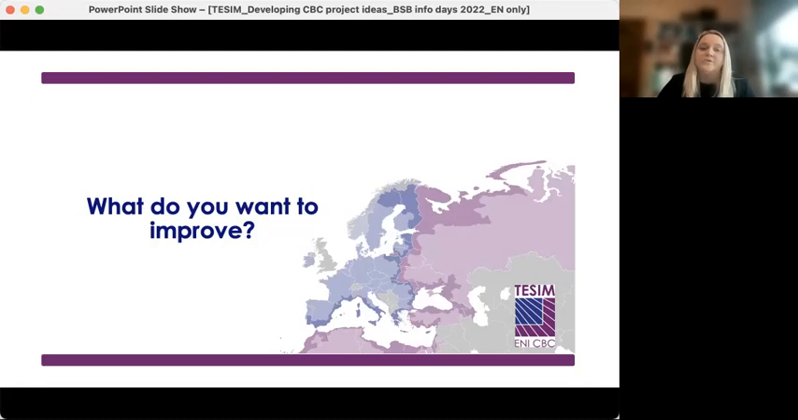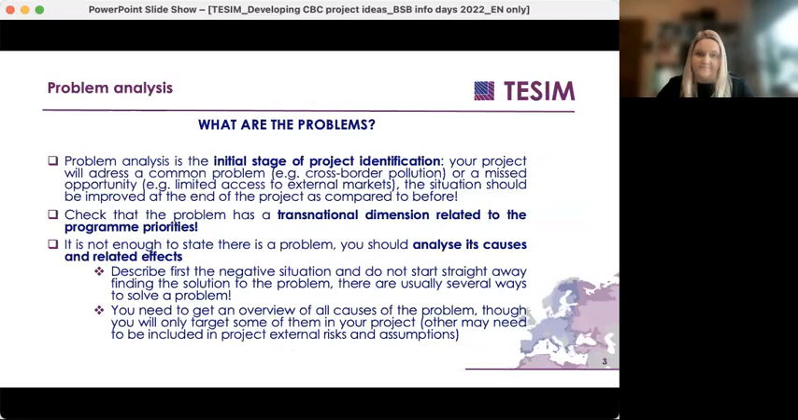And this is why doing the analysis jointly with the potential project partners and taking into account the opinions of the stakeholders is essential. And this is where the problem analysis comes in. It is a tool that allows us to dive deeper into the topic and explore the possibilities and the ways to solve the issues at stake. So, why is the problem analysis needed?